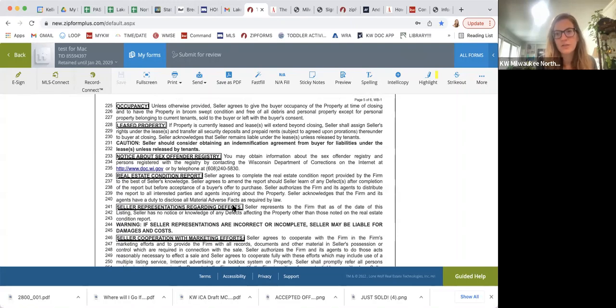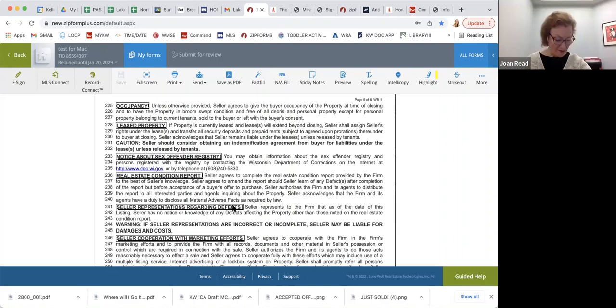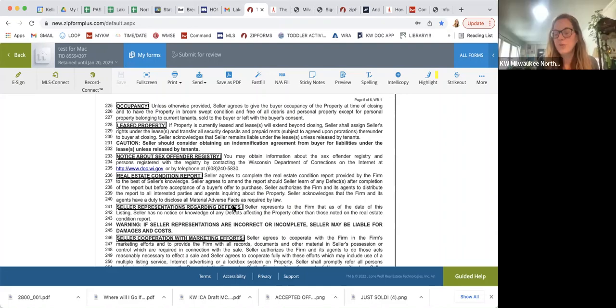And then this is a good time to remind them, and you're going to remind them of this throughout the transaction, that the property must be in broom swept condition and free of all debris and personal property, except for personal property belonging to any tenants, or anything sold to the buyer or left with the buyer's consent. So again, another point of contention at final walkthroughs.